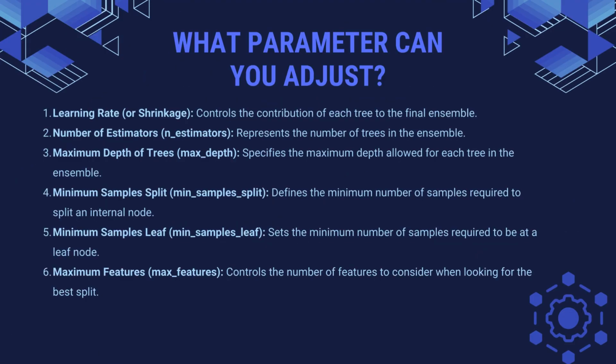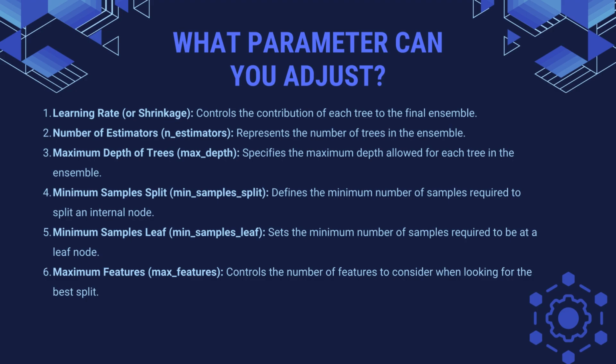Moving on to what parameters can you adjust. In gradient boosting, a powerful ensemble learning technique, several key parameters can be adjusted to optimize model performance and mitigate the risks of overfitting and underfitting. The learning rate, also known as shrinkage, governs the contribution of each tree to the final ensemble. Lower values typically necessitate more trees but can enhance generalization. Conversely, higher values may lead to overfitting.